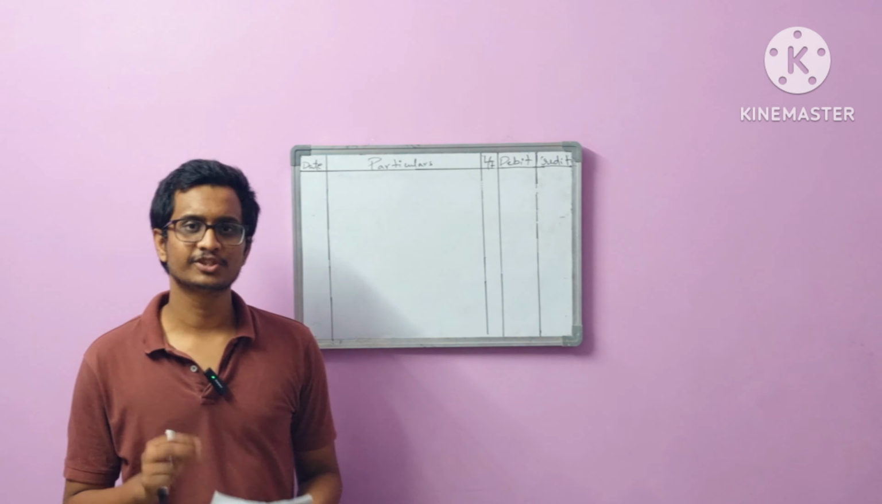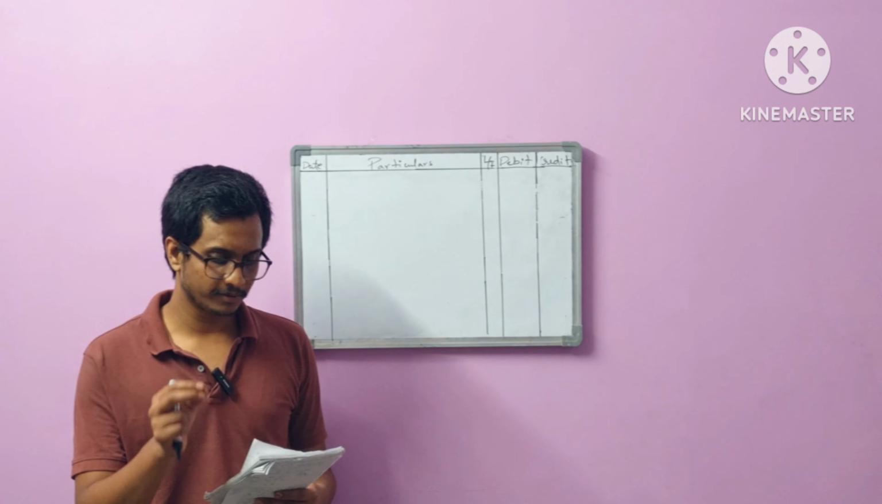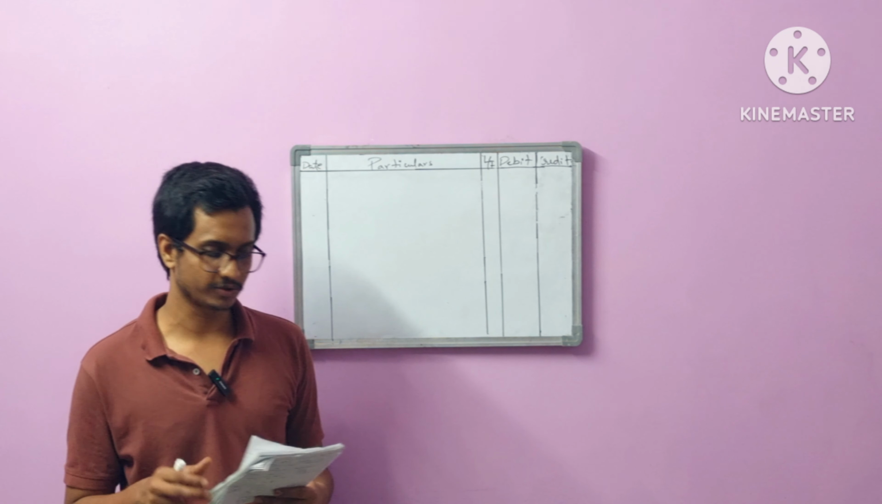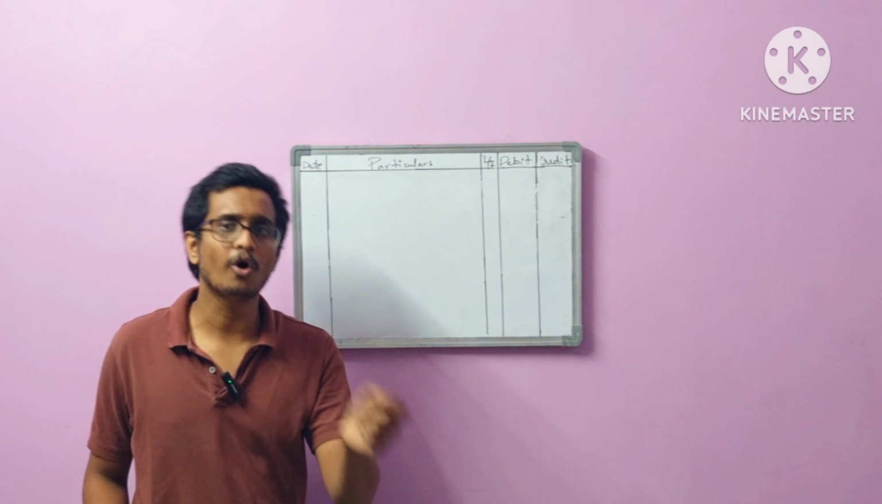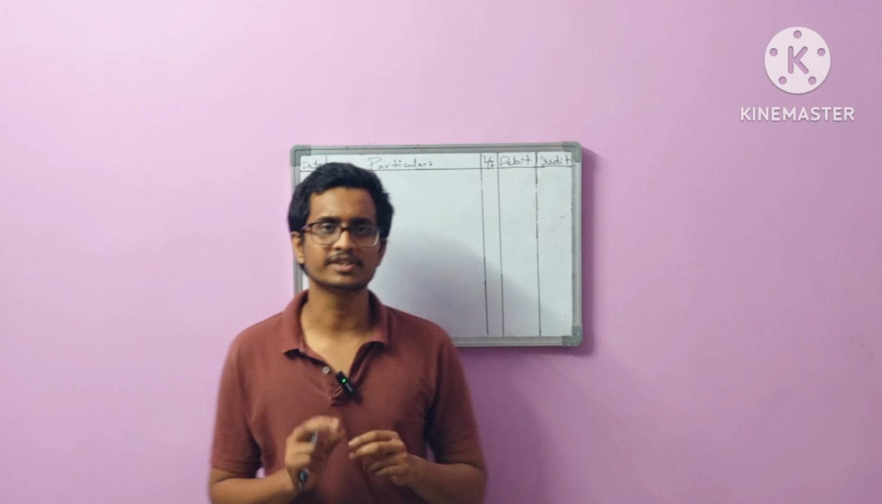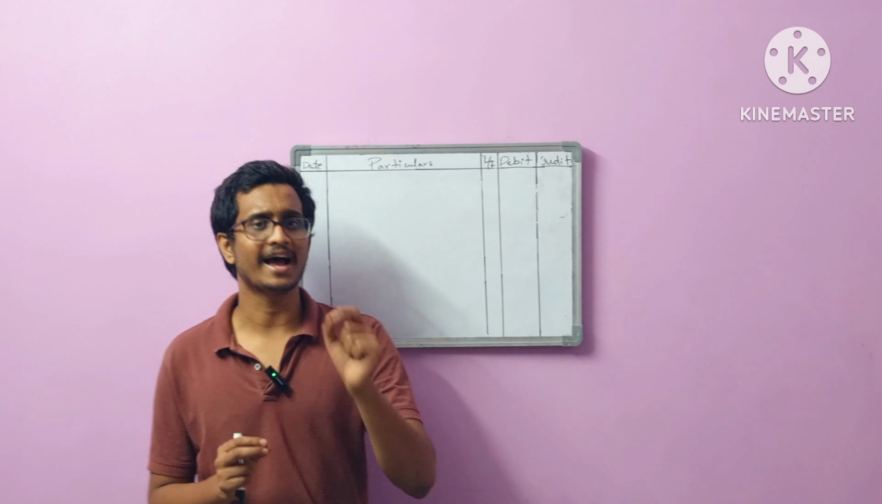So now let's see transaction 2. Purchased furniture from Fayaz for cash 50,000. So in this transaction, what is this furniture? Is it an asset or a good? Based on a few assumptions, we consider this furniture as a good.